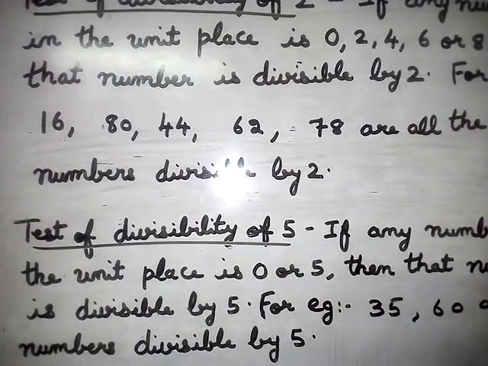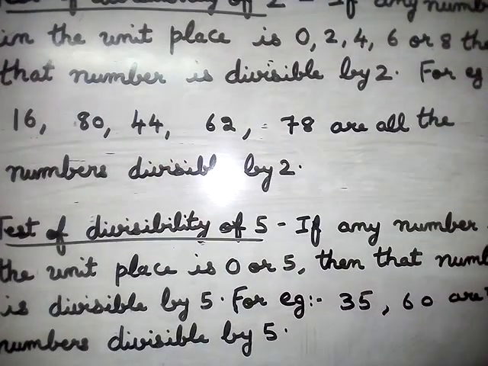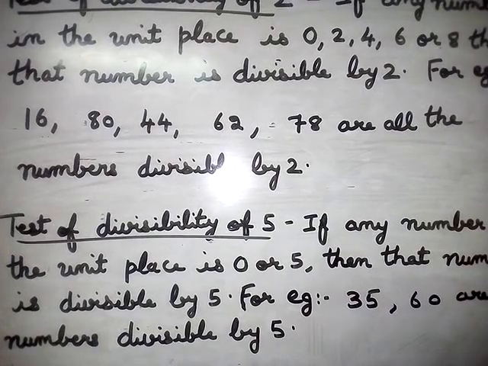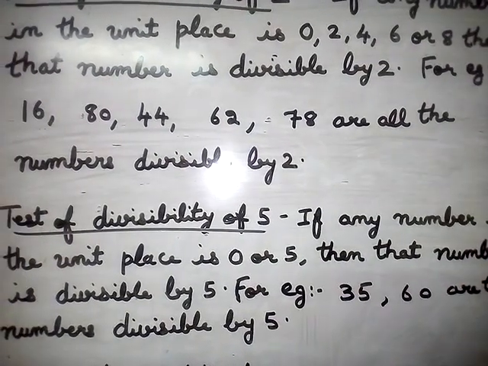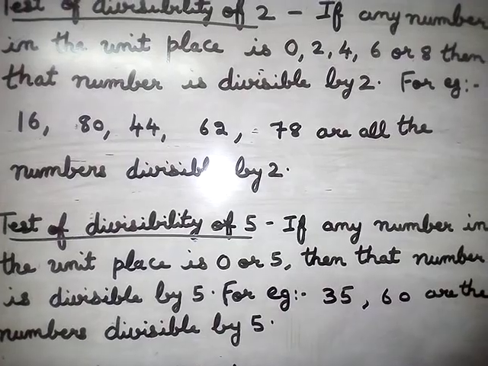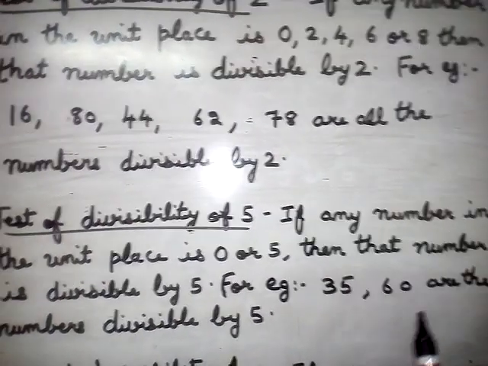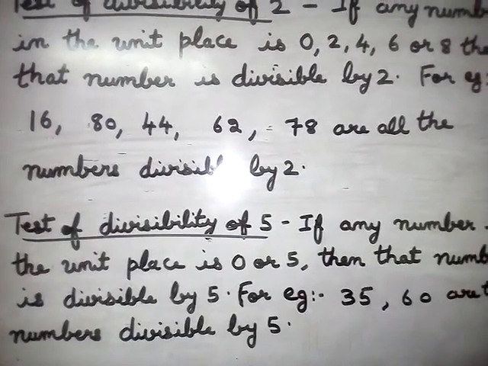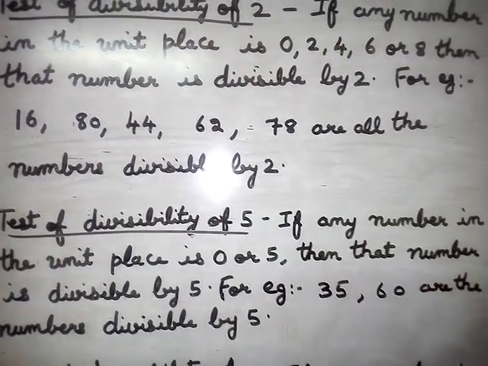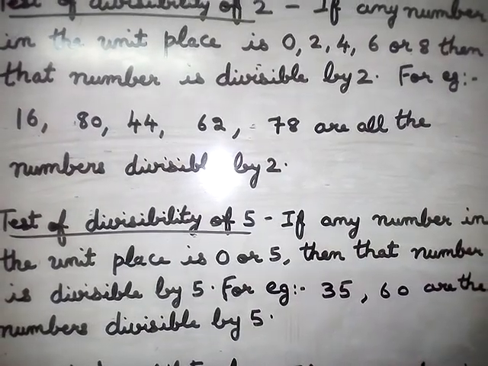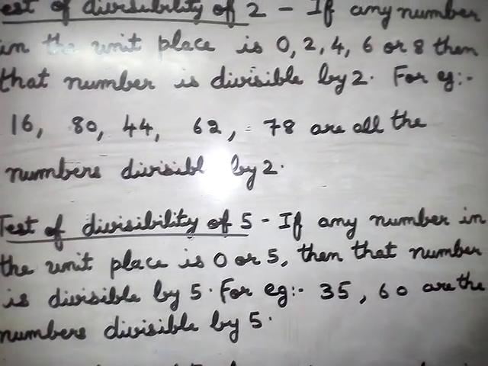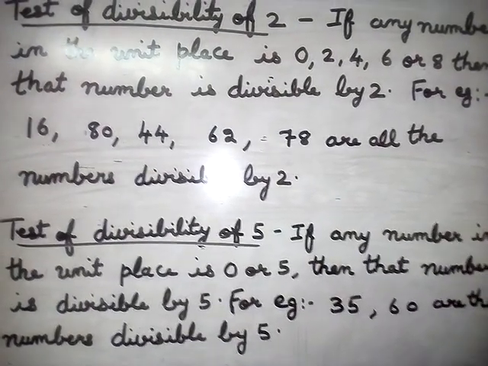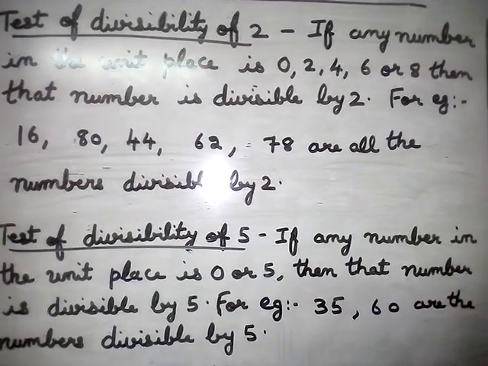Next one, test of divisibility of 5. If any number in the unit place is 0 or 5, then that number is divisible by 5. For example, 35 and 60 are numbers divisible by 5. If you say the 5 table, the unit place is always 0 or 5. If the number has 0 or 5 in the unit place, then the number is divisible by 5. So this is the test of divisibility of 5.